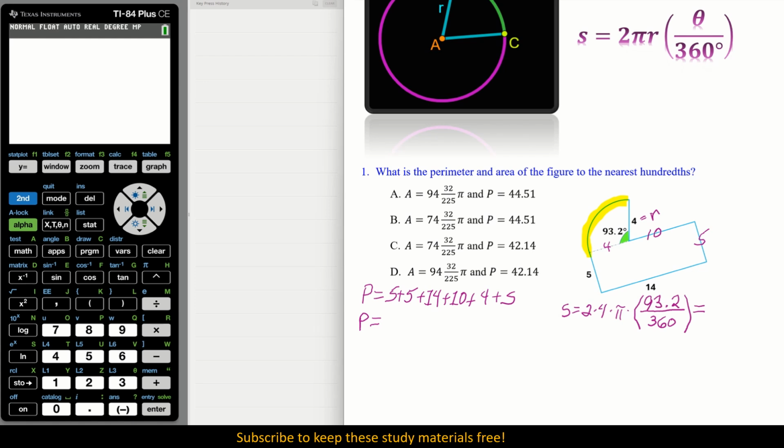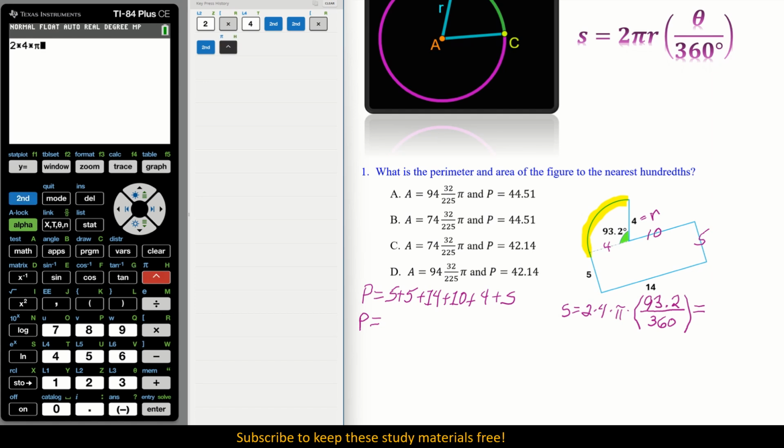And as you can see, once we know that, we can eliminate 2 of our options. I'm looking at our options. Our area is in terms of pi, but the perimeter isn't. So we don't need to worry about pi for this one. So let's just put it all in the calculator. 2 times 4, and let's go ahead and multiply, second, caret up. I was going to put it all together, but let's put it in the way I wrote it so you see it. Now let's go times parentheses, 93.2 divided by 360, close our parentheses.